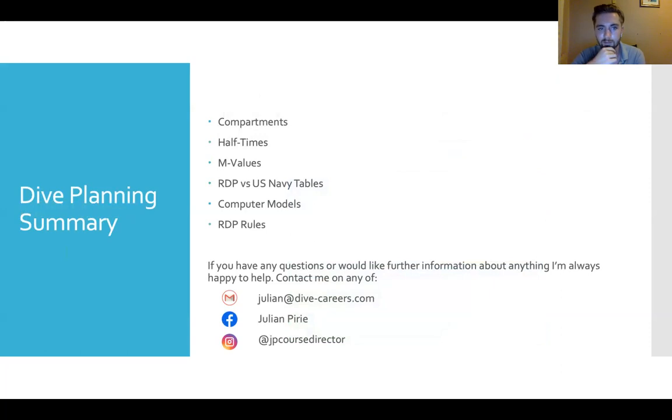Cool. So that was a look at some of the theory behind dive planning and the models that we use: compartments, half times, M-values, some of the history with the US Navy tables, what's going on with our computers, and the RDP rules that we need to apply when using our computers.